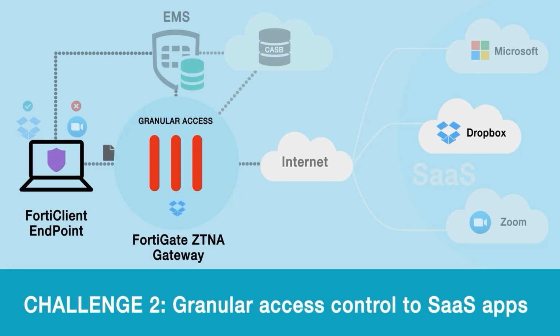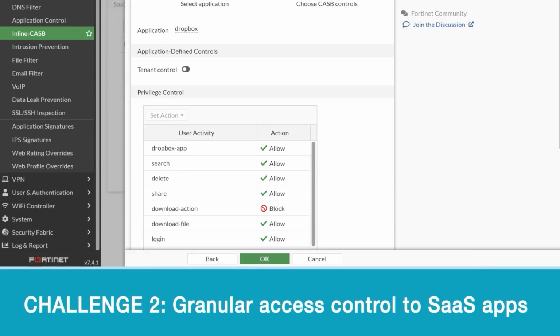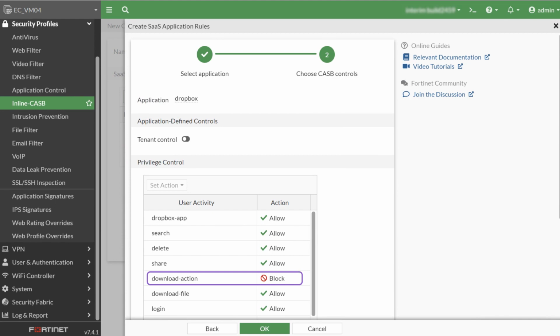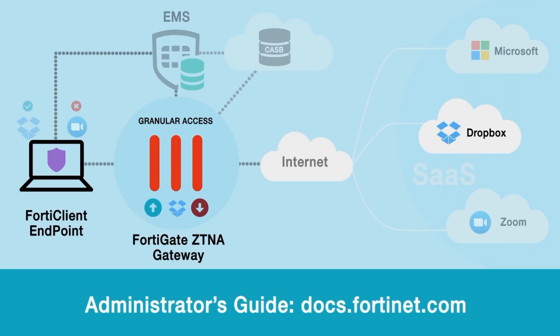For example, a user may only be allowed to upload content to Dropbox. In this case, if a policy blocks file downloads, then all attempts to download content from Dropbox by the user will be blocked. For the full inline CASB configuration detail, please refer to the administration guide.